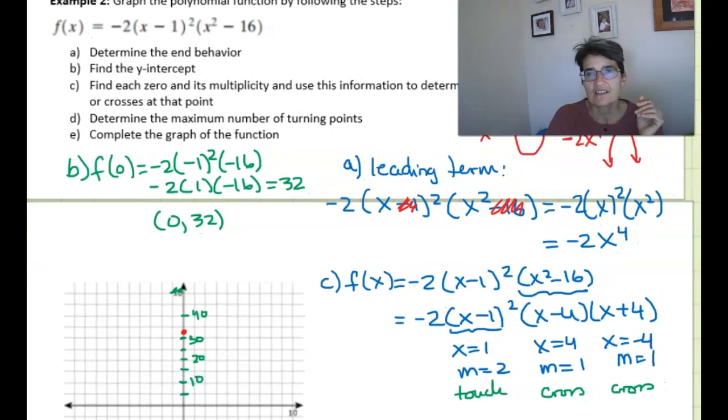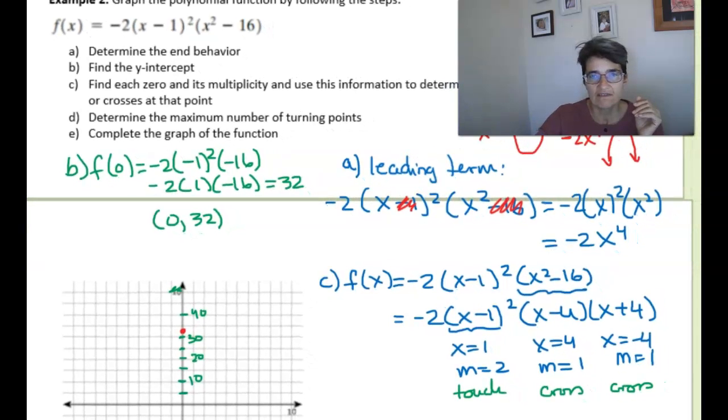All right, let's look at part D. Determine the maximum number of turning points. There are n minus 1 turning points, where n is the degree of the highest term. So this is 4 minus 1, which is 3. So this is the maximum number of turning points.